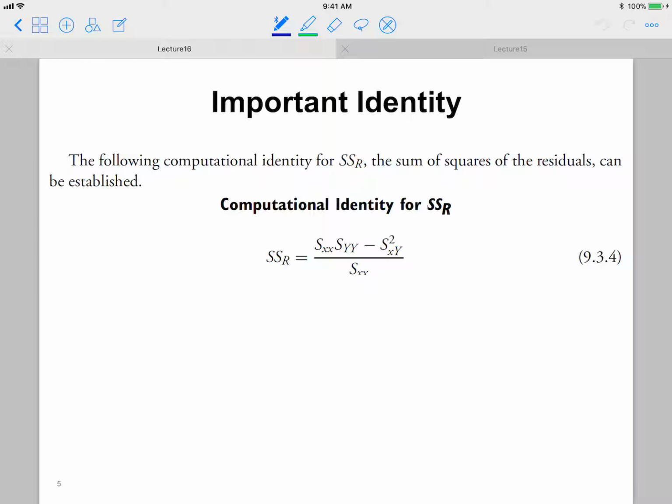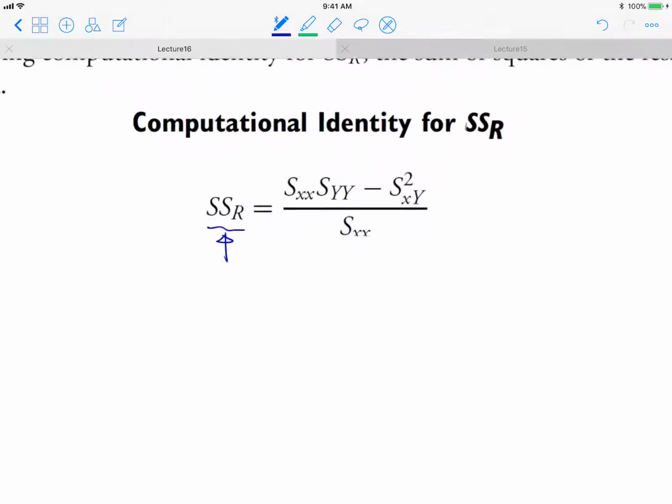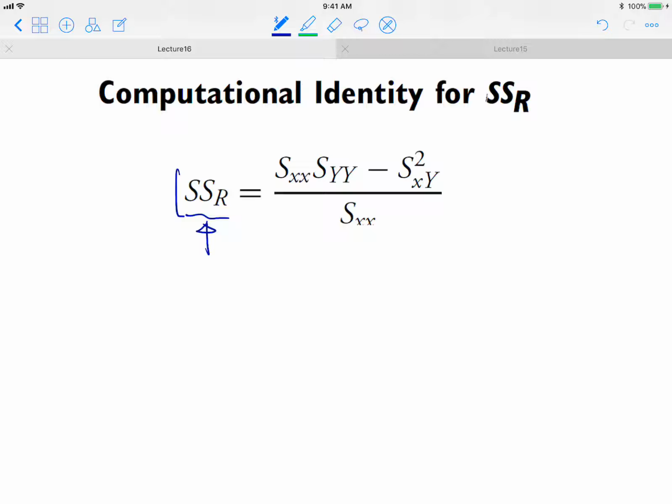Okay, and then by using them, we can also represent this guy. This guy is also used in several other places in the later lectures. And what was it? SSR? So what was the full name of this SSR?